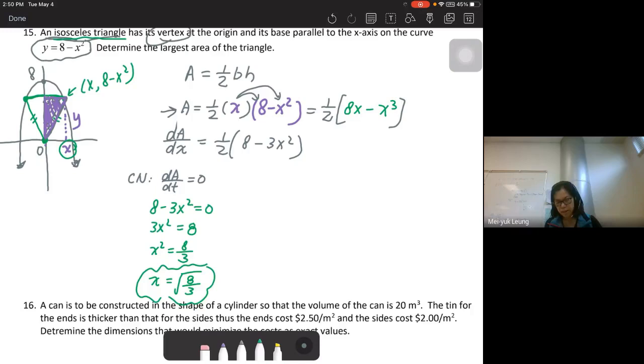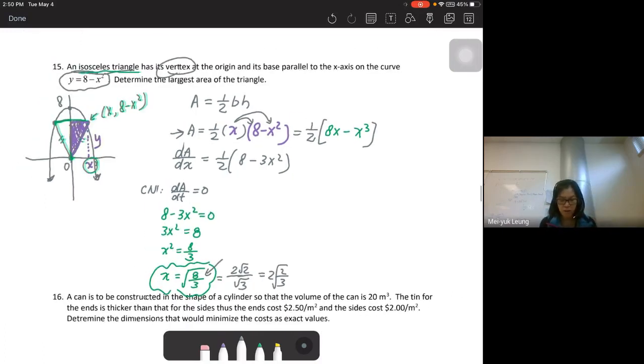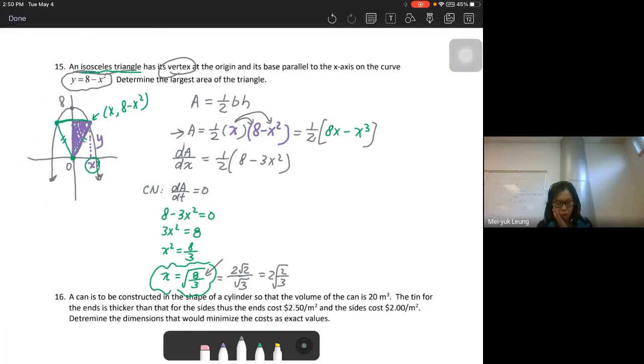Now, if I look at this value, the square root of 8 is, oh, sorry, it's 2 root 2. So we're looking at 2 times the square root of 2 over the square root of 3. Or you can write it as 2 times the square root of 2 over 3, or leave it like this, doesn't matter. Okay, all right, so now how can we prove this x value, the critical number, is going to give me the absolute maximum?